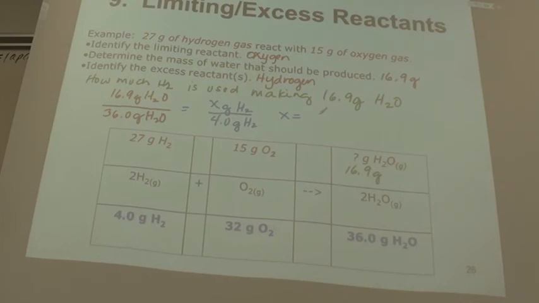1.87. Yep, 1.88, I think I got, grams of hydrogen are used up in making the 16.9 grams of water. Clear? Clear as mud.